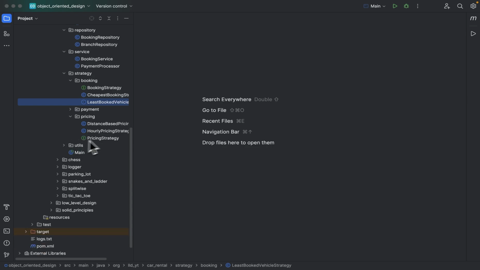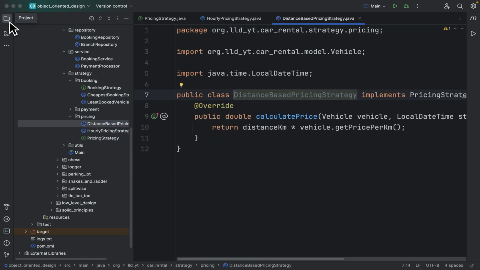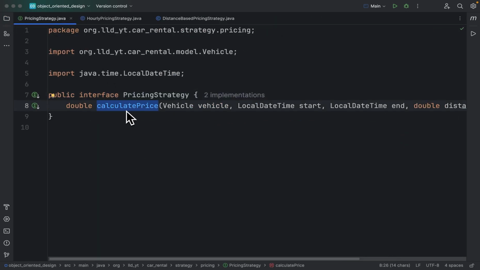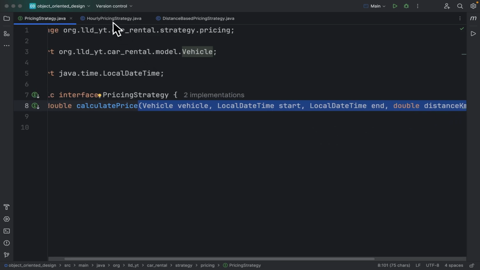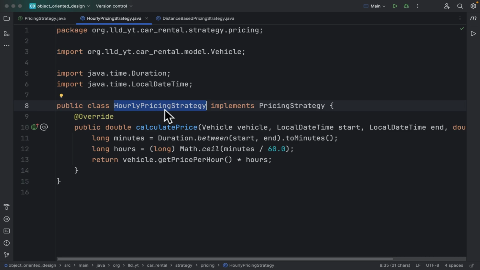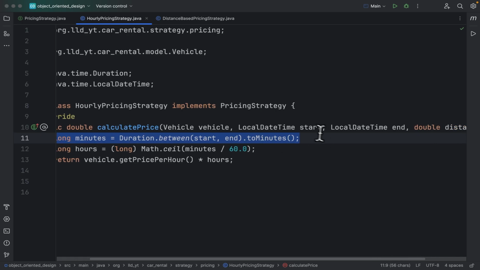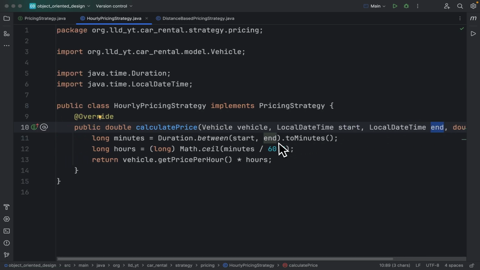Now let's see the pricing strategies as well. In the pricing strategy, we have a function called calculate price, which will take these 4 attributes as the input, on the basis of which we would be calculating the price. The first implementation is the hourly based pricing strategy. Over here, first I am calculating the total number of minutes between the start and the end time. After that, I am calculating the total number of hours by rounding off the minutes.